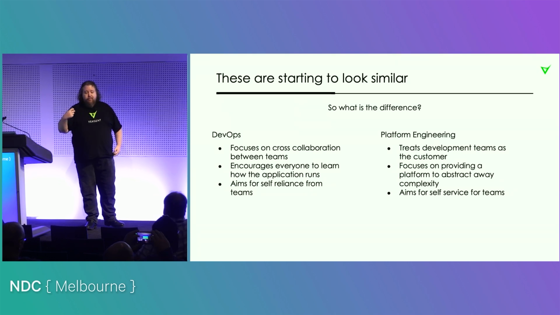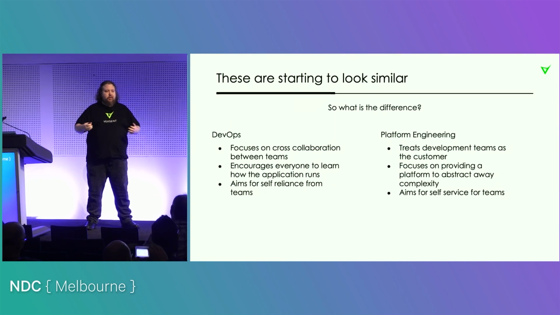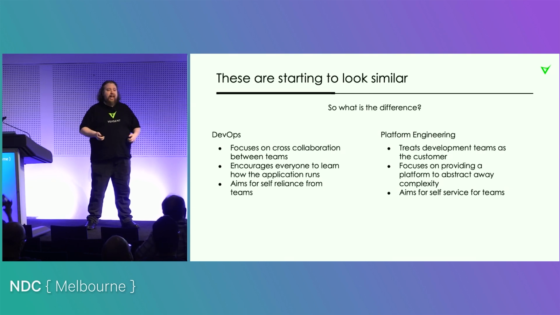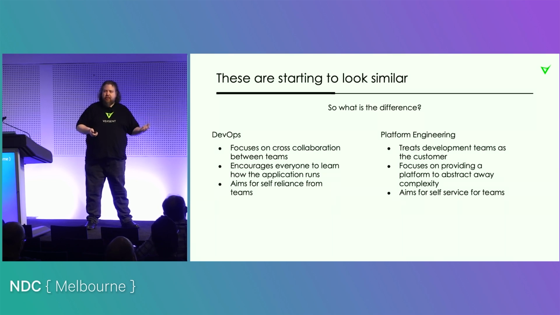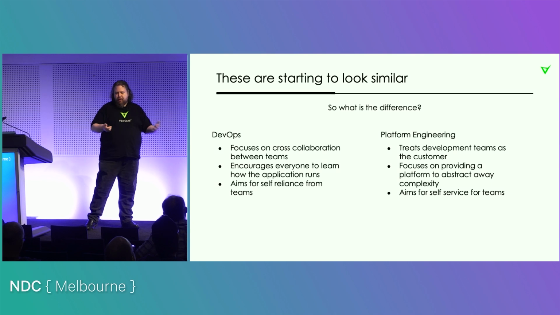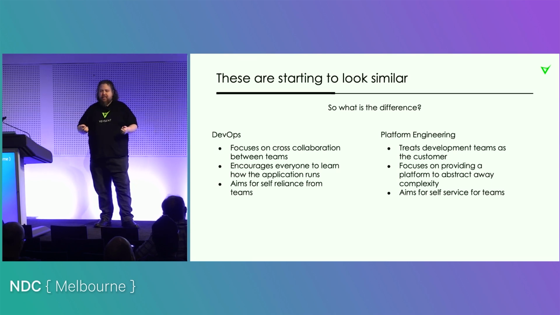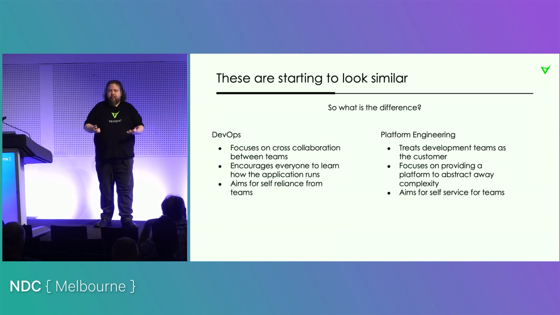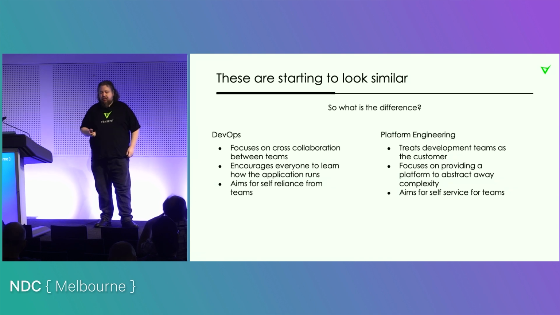So DevOps focuses on that cross-collaboration, encourages everyone to learn how the application runs, and aims for self-reliance in teams. But these are very much more the cultural aspect. But then we look at platform engineering, and we're seeing much more of an engineering focus where we're treating the development teams as the customer. So we're even thinking of it as a product. We're now developing products for an internal team.